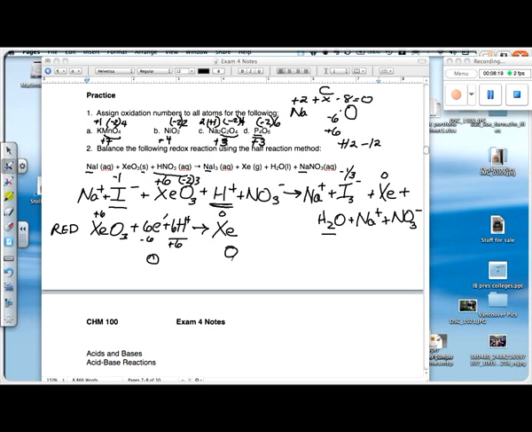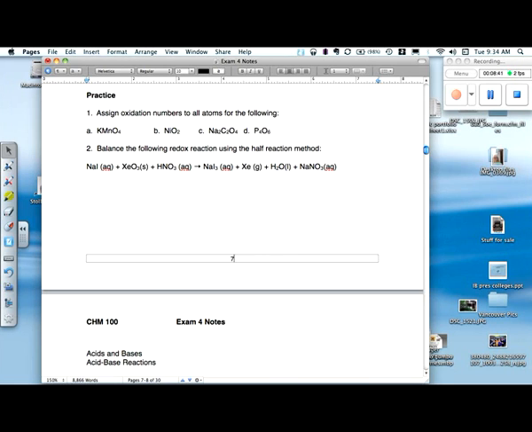Now I need to balance the oxygens. I've got 3 oxygens on the left. I'm going to put 3 waters on the right to balance the oxygens, and if the hydrogens work, I've done everything correctly, and indeed they do. 6 hydrogens, 6 hydrogens. So that is my reduction half reaction. Now let's do, I'm going to give myself a little more room, I'll get it back, don't worry. Okay, and scroll, I don't want to scroll, because then I won't get it back.